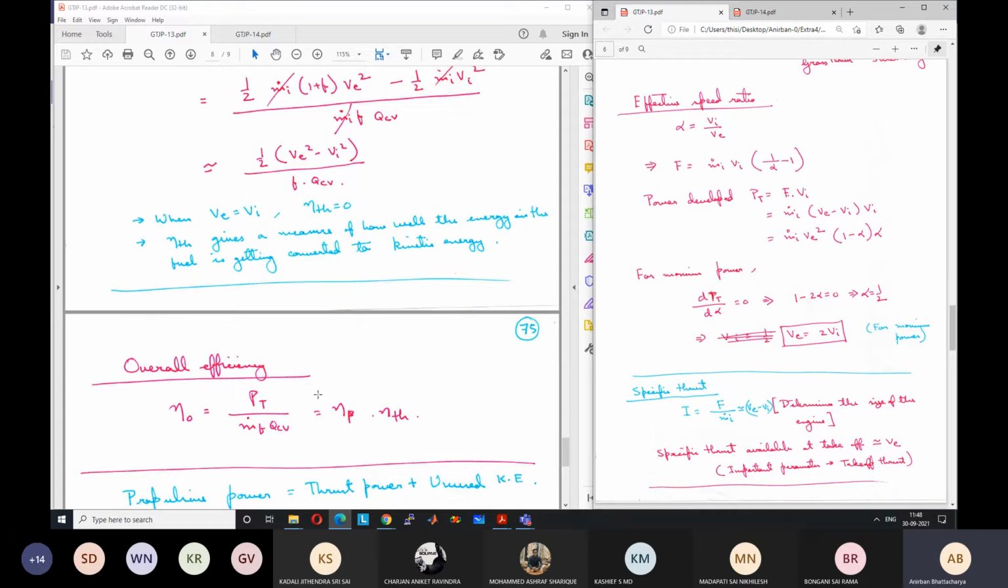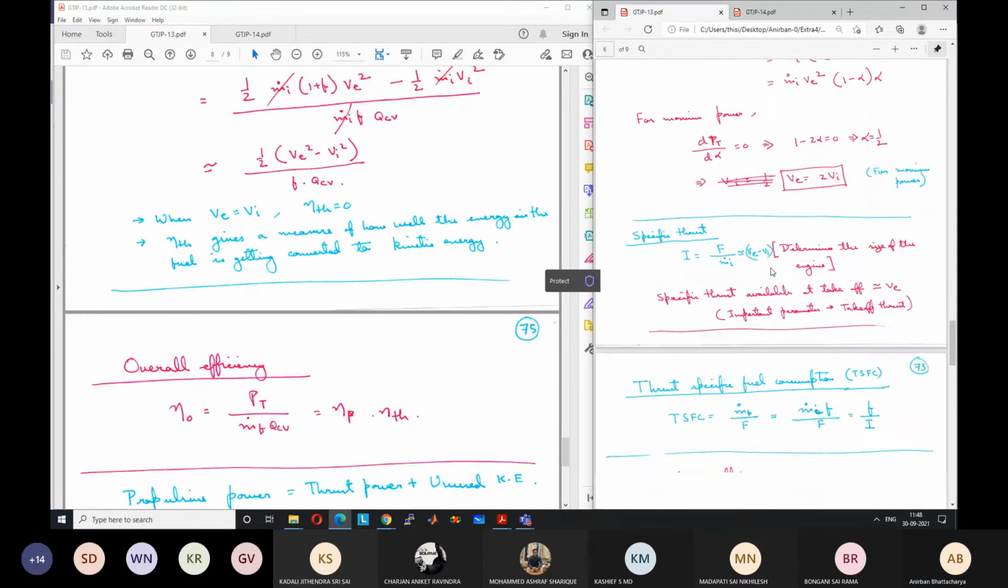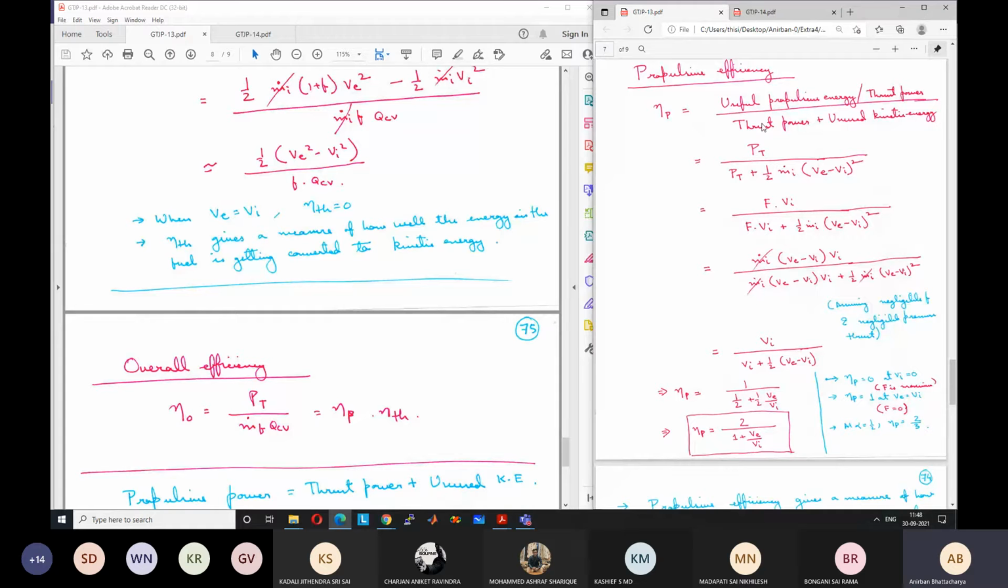So the overall efficiency can be denoted as eta O, which is equal to the thrust power divided by the amount of energy that is available in the fuel, m dot f into QCV. This is equal to propulsive efficiency into thermal efficiency.